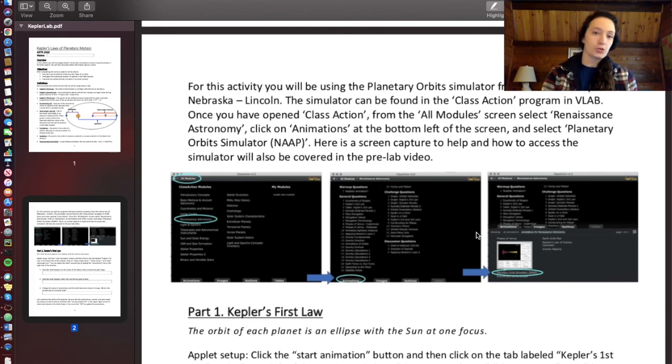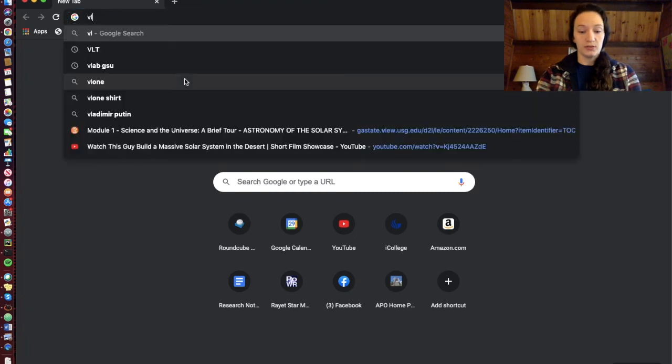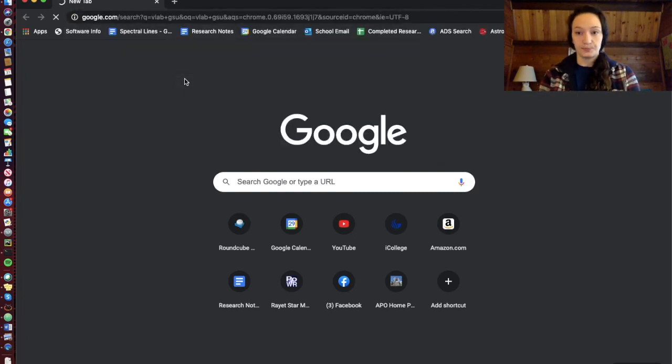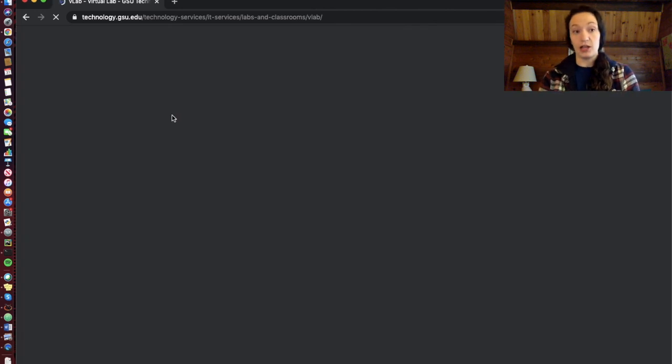Now, this is the most complicated part of the lab, so follow my steps with me or take notes, whatever you need to do. You're going to go to whatever web browser you like to use, and Google VLab GSU. technology.gsu.edu, VLab, Virtual Lab, GSU Technologies should be the first link that pops up. Go ahead and click that, and that will take you to GSU's Virtual Lab page.